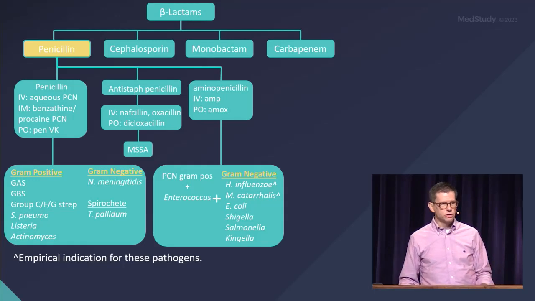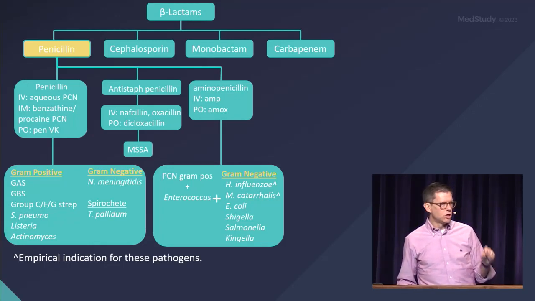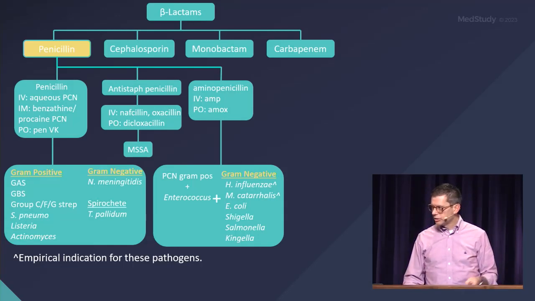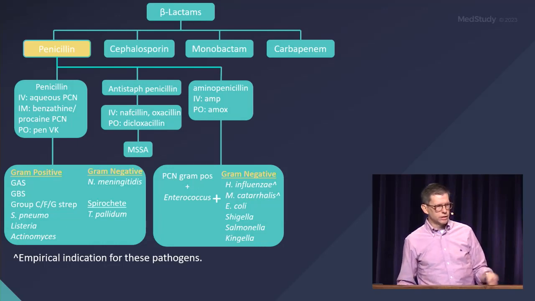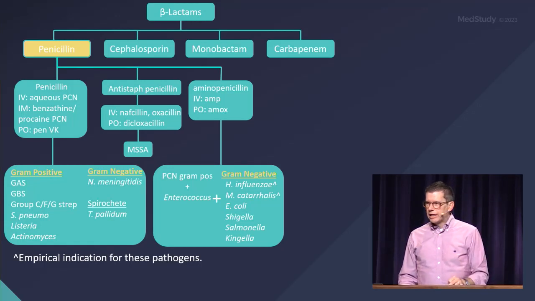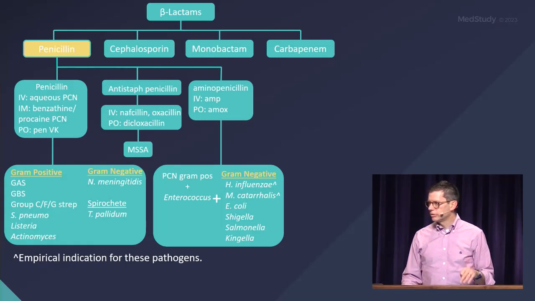So think about H-flu, MCAT, E. coli, Shigella, Salmonella, and Kingella. And so this is why Amox, high-dose Amox, tends to be the drug of choice for otitis media in kids, right? It covers H-flu for the most part, MCAT for the most part, and strep pneumo, right? So those are the 3 main things you think about when you talk about otitis media. The issue is that these gram-negatives especially have developed resistant mechanisms, right?